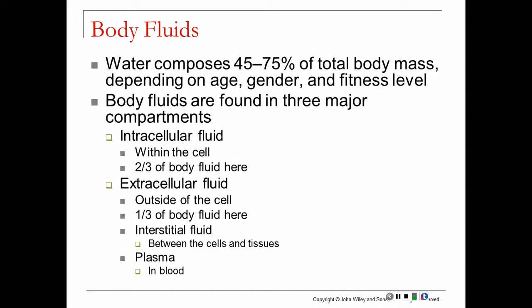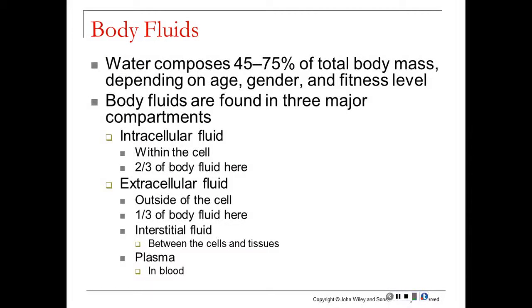So, of course, you should know at this point that water is the majority of our body. 45 to 75% of our entire body mass, depending on age, gender, and fitness, is water. The body fluids are divided into three major compartments. You have your intracellular fluid, which is the fluid within the cell. That's the majority of our body fluid, found within those cells. 2/3 of our body fluids is within the cells.